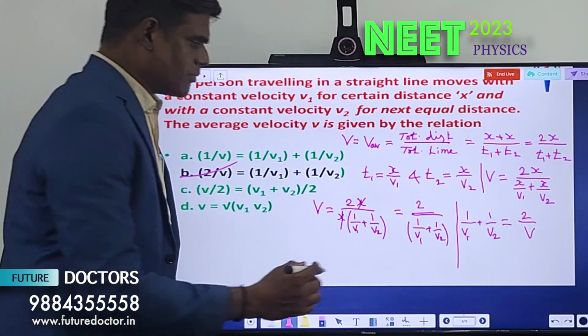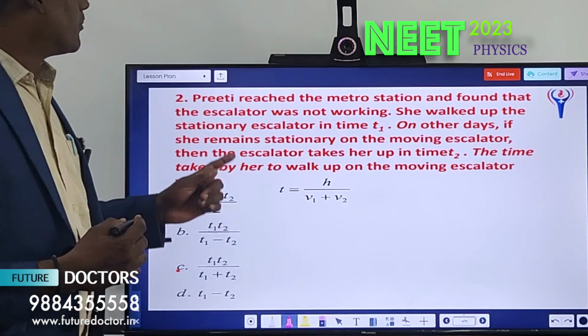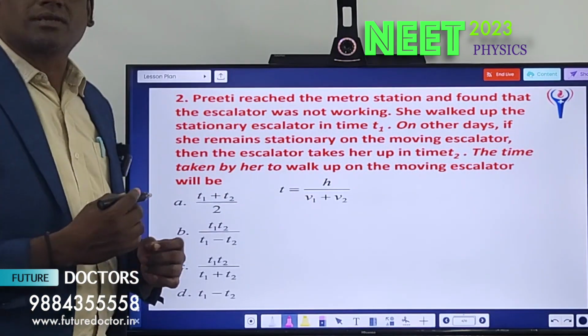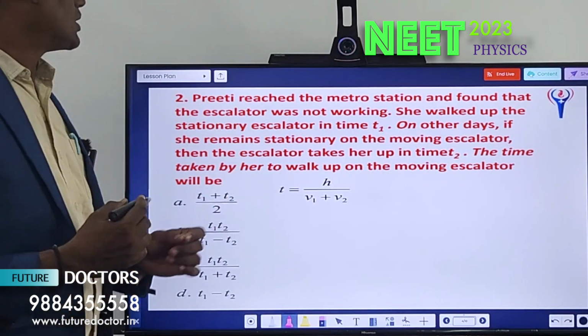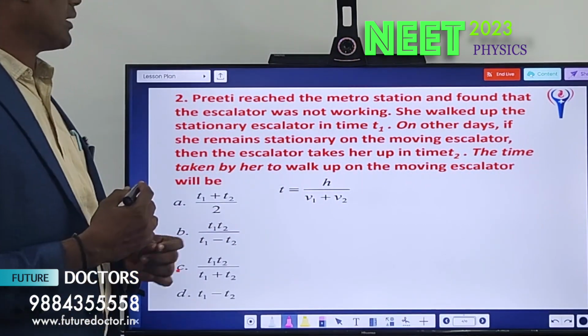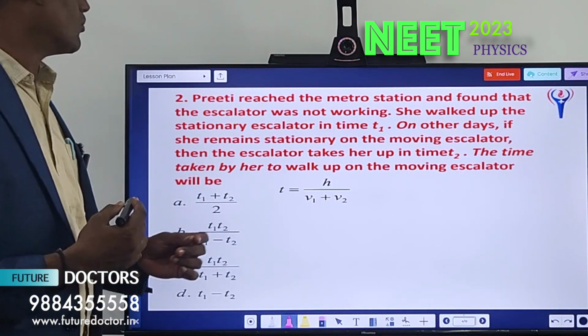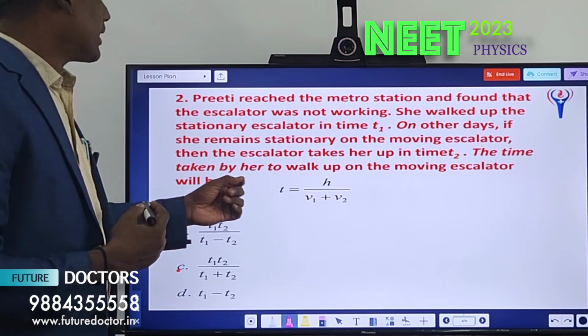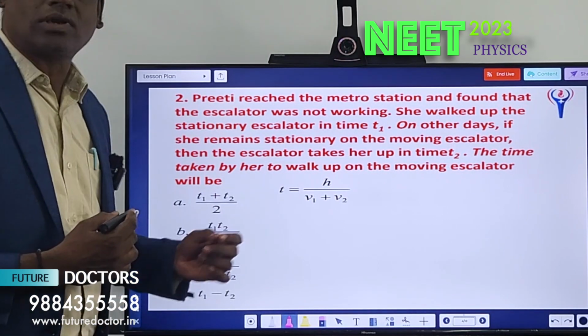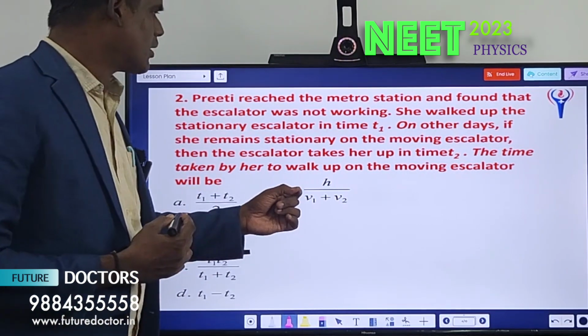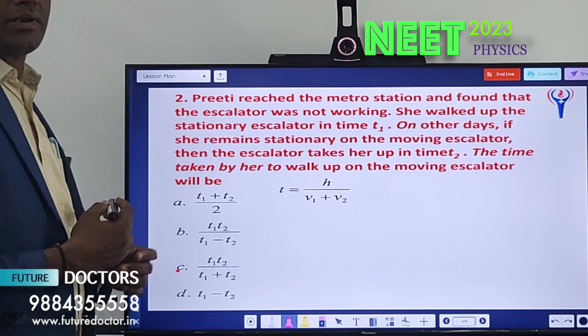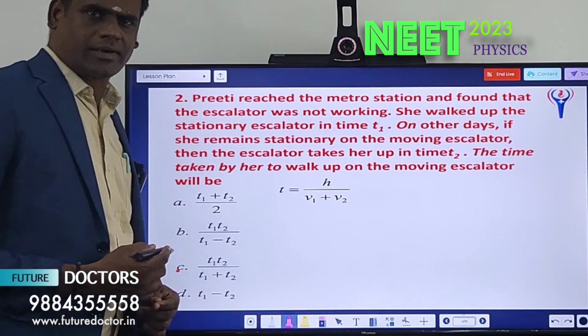Let's move to question number 2. Preeti reached the metro station and found that the escalator was not working. She walked up the stationary escalator in time t1. On other days, if she remains stationary on the moving escalator, then the escalator takes her up in time t2. The time taken by her to walk up on the moving escalator will be dash. Option C will be a correct answer.